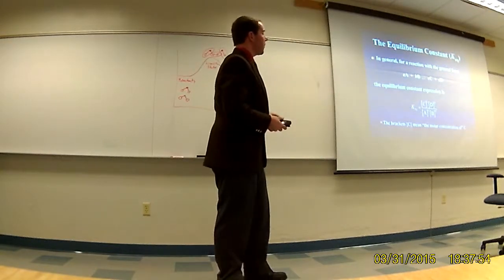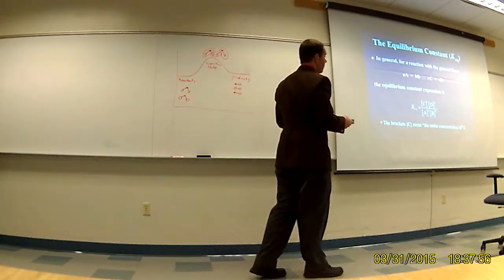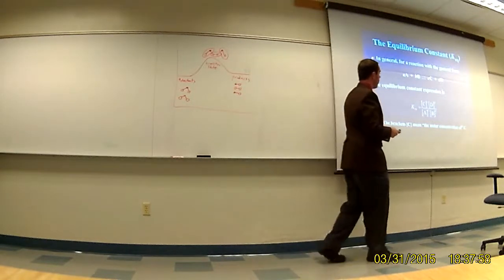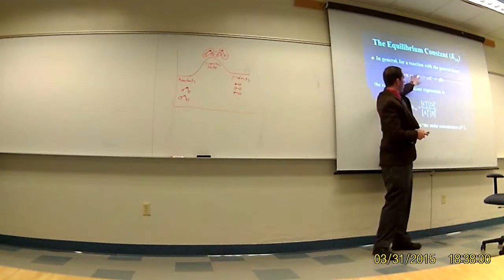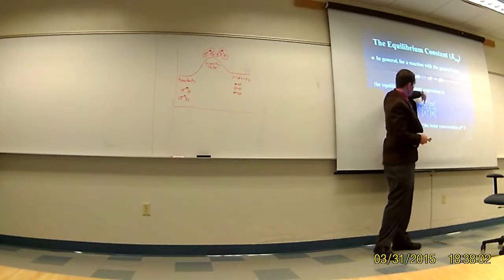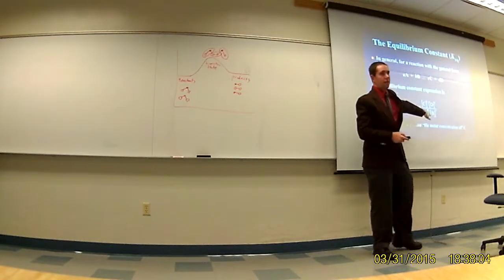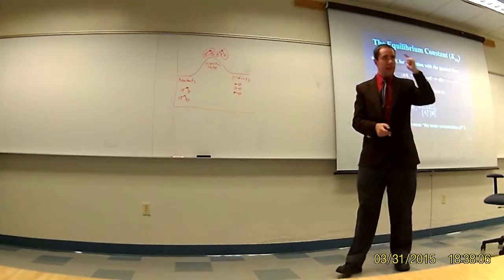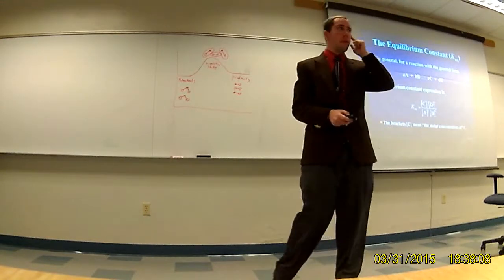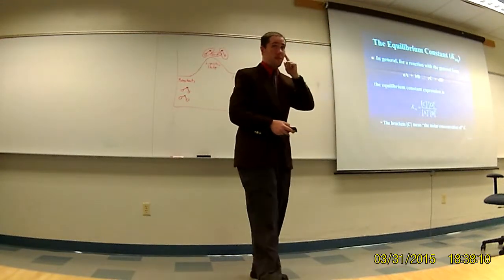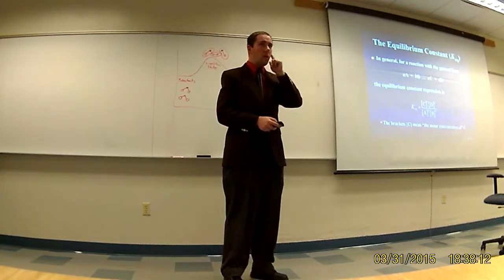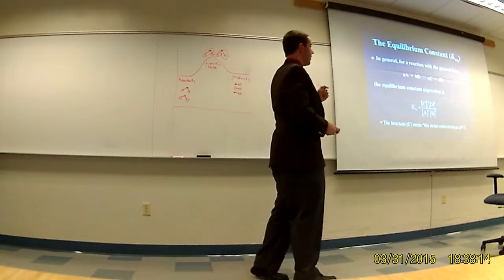When we write something called the equilibrium constant expression, we put the products over the reactants. Products over the reactants. Remember that. Say that in your head a million times. Products over the reactants. Always. Products over the reactants.